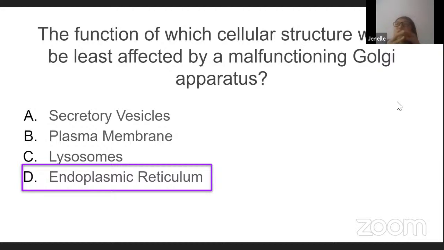Because the Golgi would be malfunctioning in this case, it could affect where the contents are actually supposed to go. Does that help with the understanding? Yes. Okay, great.